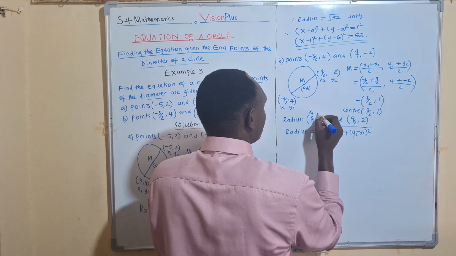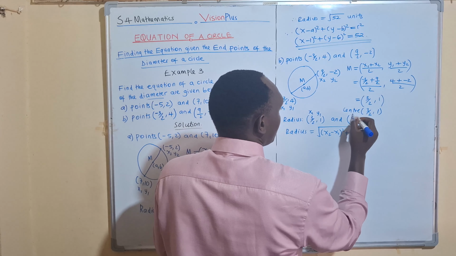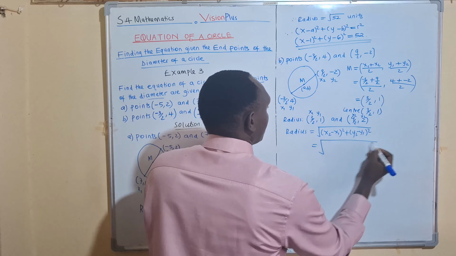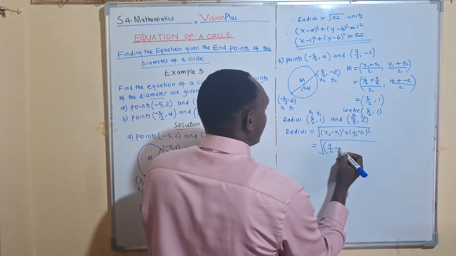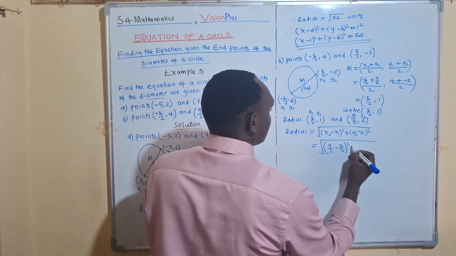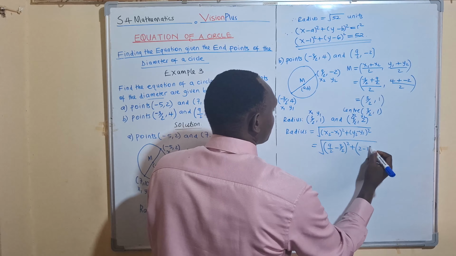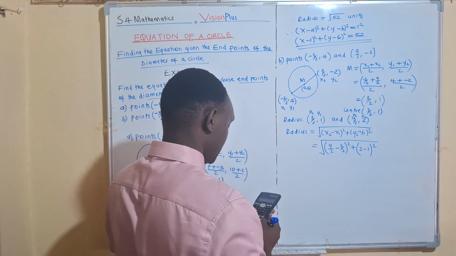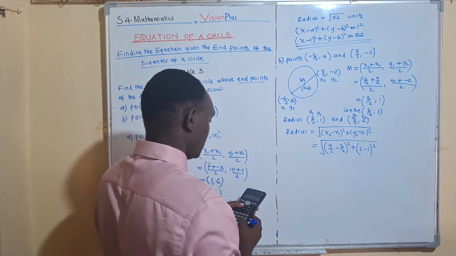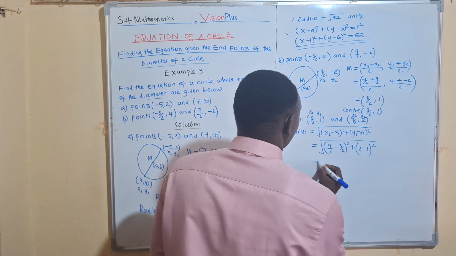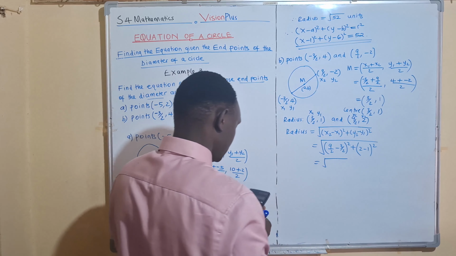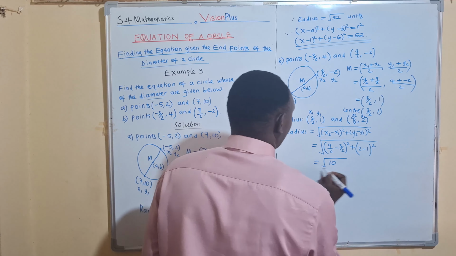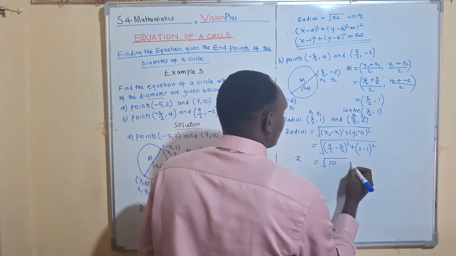We are applying that knowledge. So I'm going to call this x1, y1, and here x2, y2. Then we substitute. x2 is 9 out of 2 minus x1 is 3 out of 2, squared, plus y2 is 2 minus y1 is 1, squared. So 9 divided by 2 minus 3 divided by 2, squared. I'm getting 9, plus (2 minus 1) squared. I'm getting root of 10 units. So this is now the radius, root of 10 units.